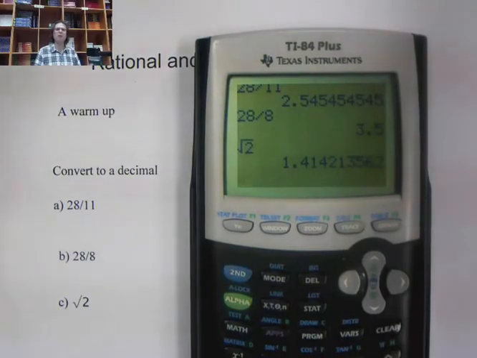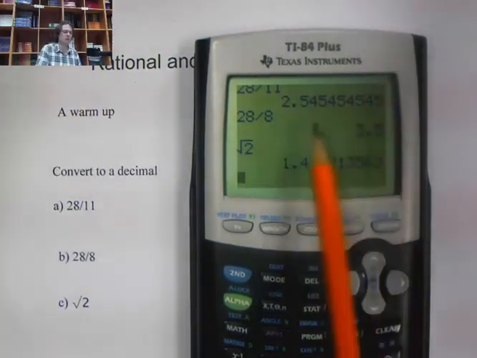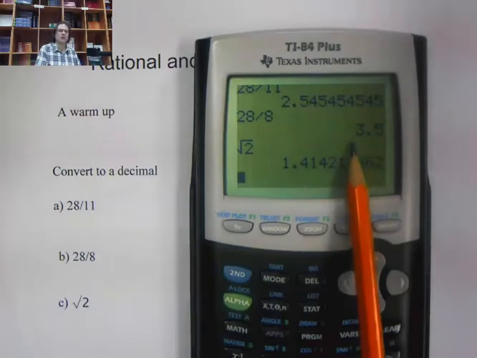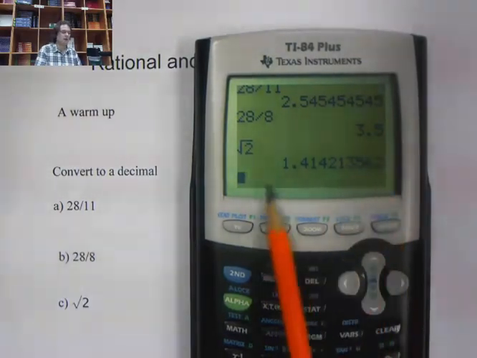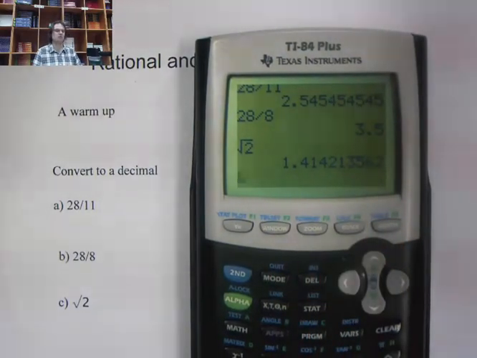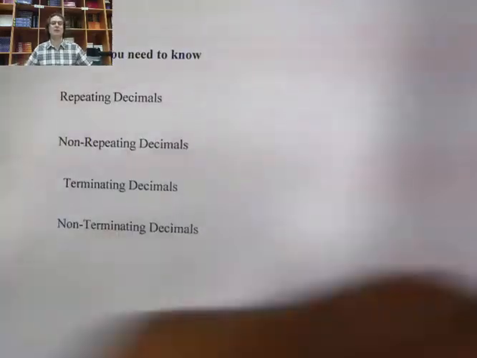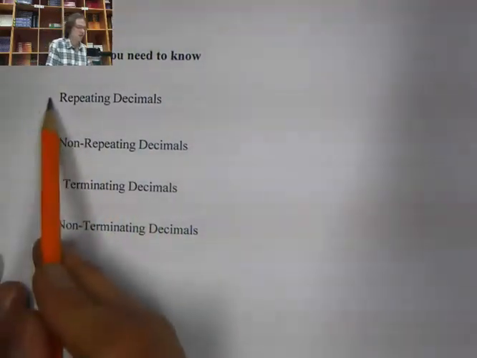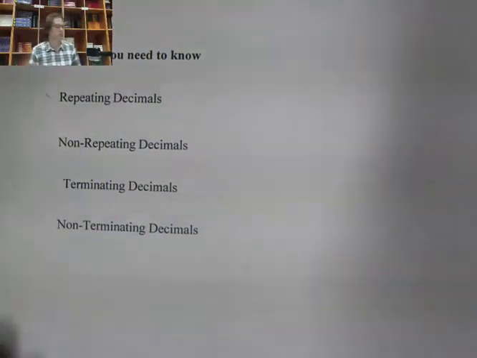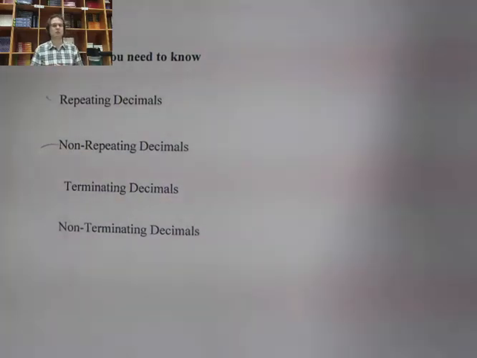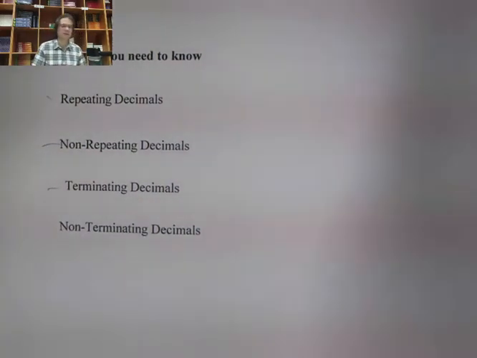Well, there's probably words for this. This one goes on forever and looks like there's a pattern. This one doesn't go on forever. And this one goes on forever where there looks like there is no pattern. There's probably words for that, and there are. They are these definitions here. There are repeating decimals, which is pretty common sense, non-repeating decimals, decimals that don't repeat, and terminating decimals, which terminate.